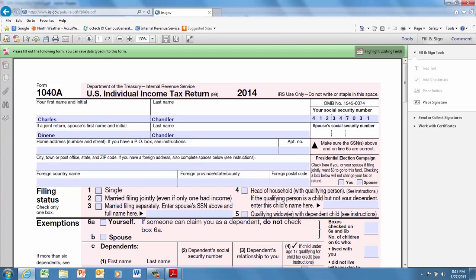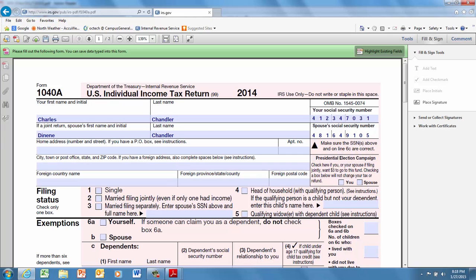Okay, and her Social Security number. All right, we're going to double, triple, quadruple check the Social Security numbers to make sure that we have them right. I'm not going to worry right now, in the interest of time, about putting the address in, but you would go ahead and put the address in the same way as we did on the 1040EZ.